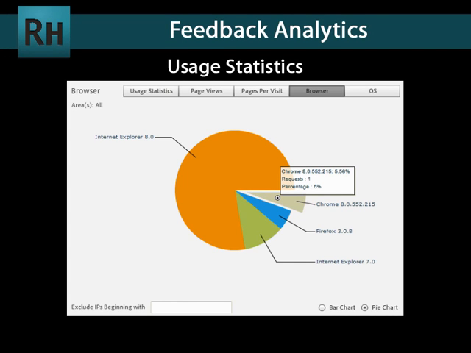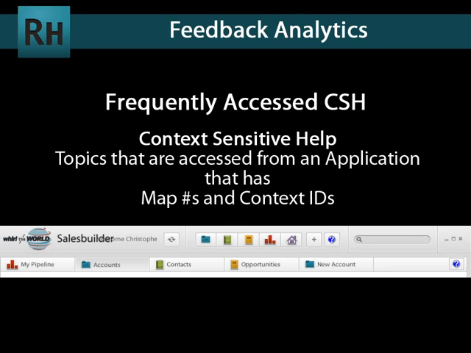As you try to make your content accessible and compatible with different operating systems and web browsers, here is a report that gives you a percentage breakdown of each. RoboHelp Server 9 can be used for application help as well. This is where the user of an application presses the F1 key or clicks on a help icon. The right topic should open up at the right time. The author and application developer work together to assign map numbers and context IDs to topics. This report will let you know how often the user is accessing the topic from the application.